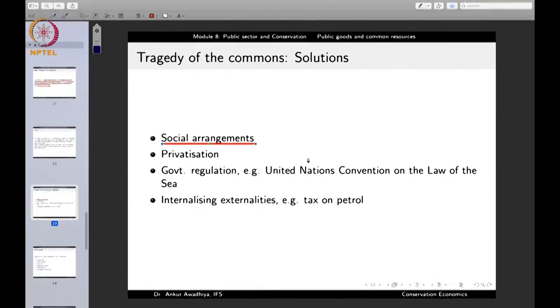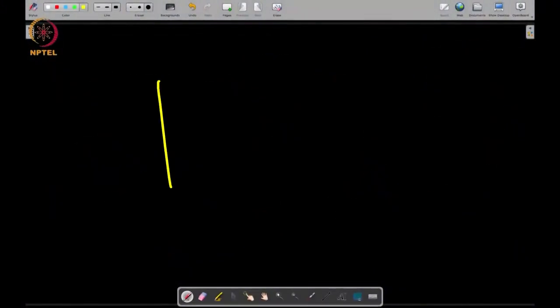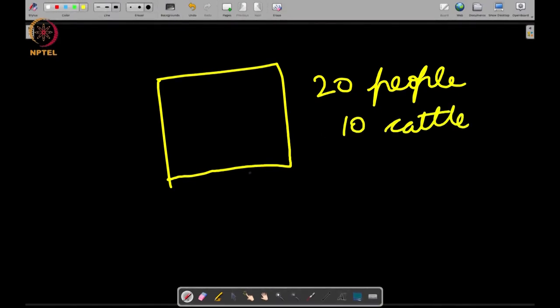In this case, the social arrangement could say that, okay, everybody only gets 10 minutes to fish. Now, when you have such a social arrangement, then it is not possible for people to take out all the fish or for people to do all the grazing. So basically, we have a grassland, and in this village we have 20 people, all with 10 cattle, and every person gets 10 minutes for their cattle to graze.